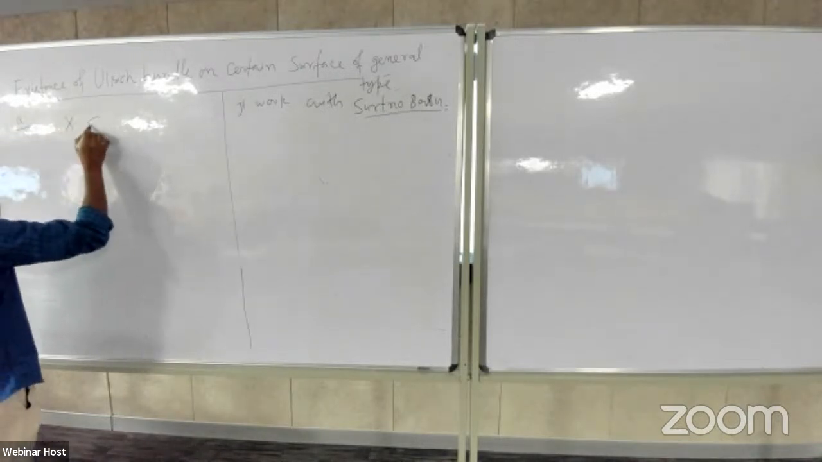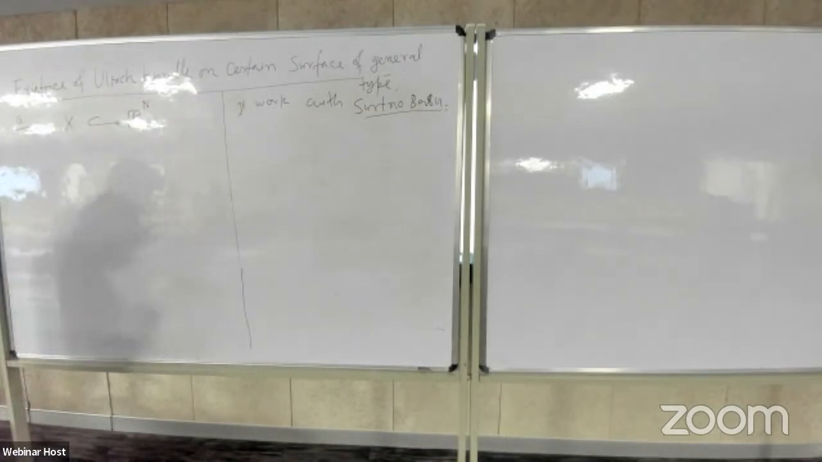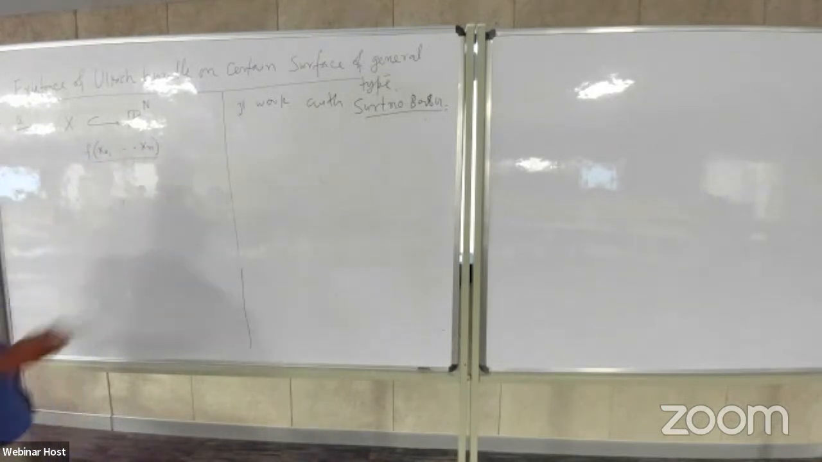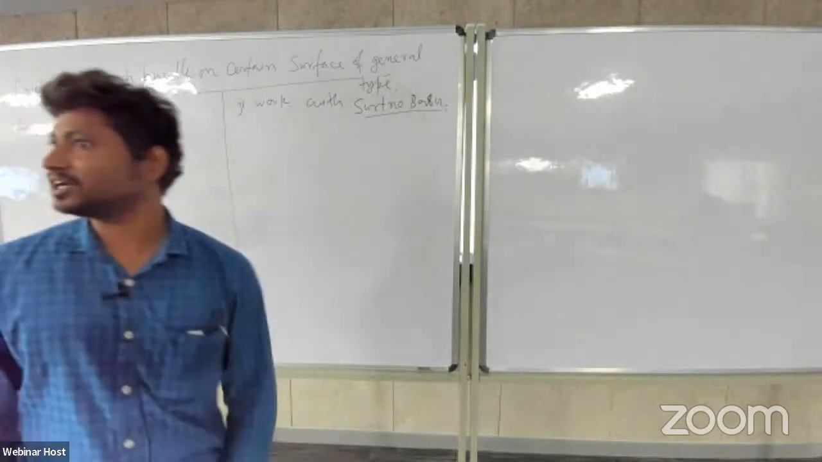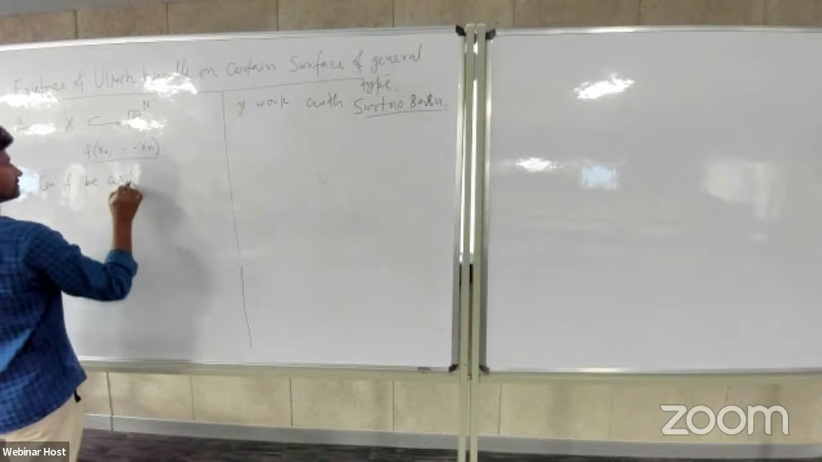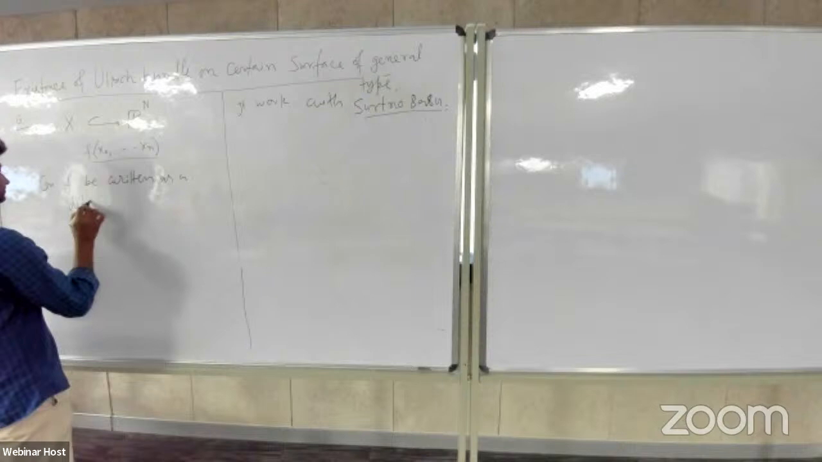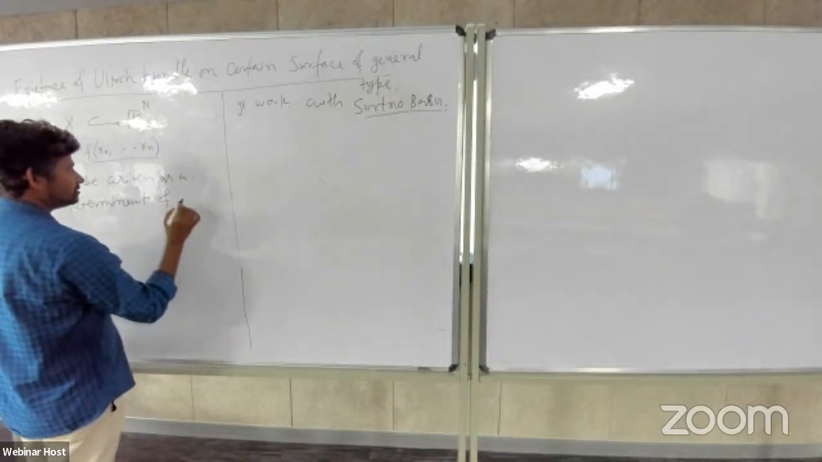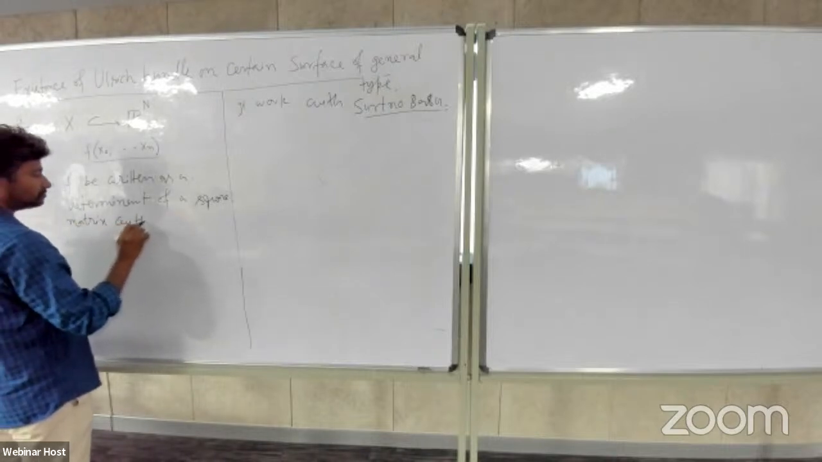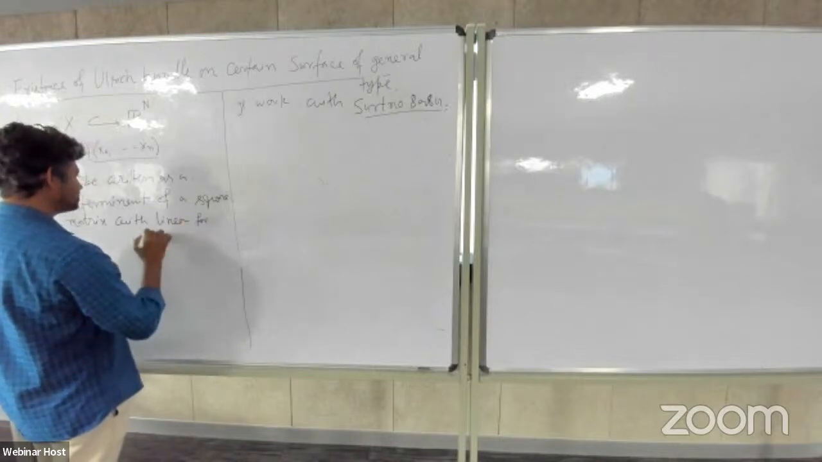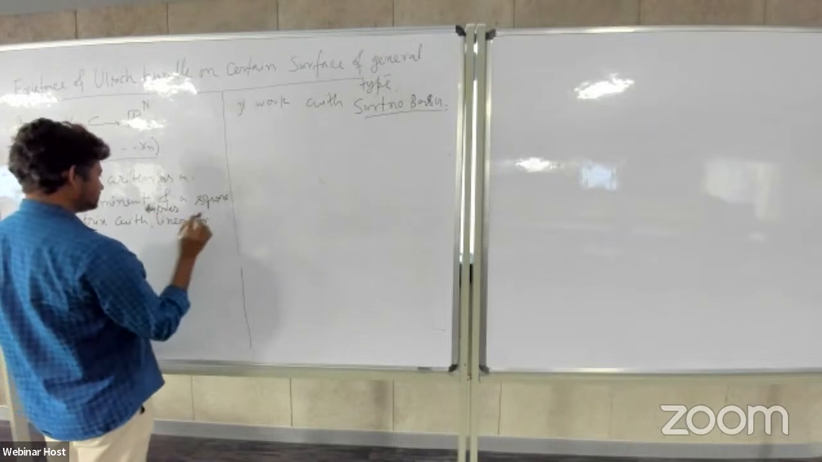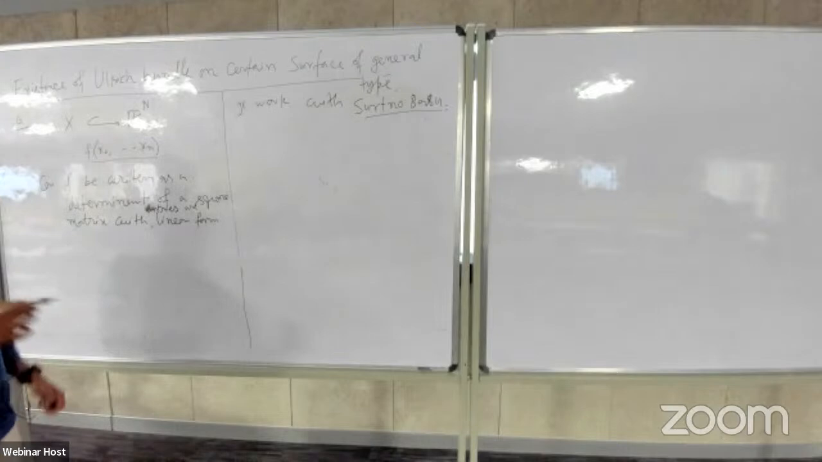Suppose X is a hypersurface in a projective space Pn. Since it is a hypersurface, it can be written as a homogeneous polynomial. So the question is, can this homogeneous polynomial be written as a determinant of a square matrix with entries linear forms? So this was the question.